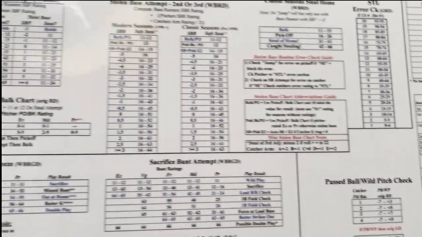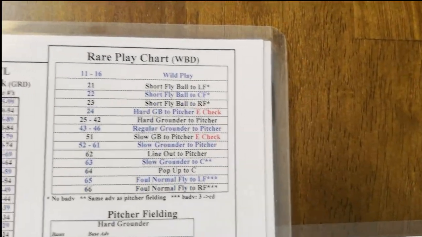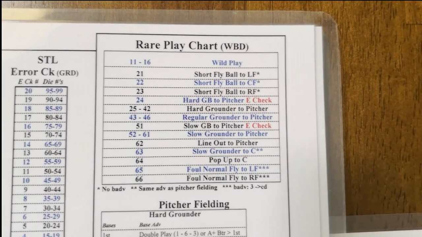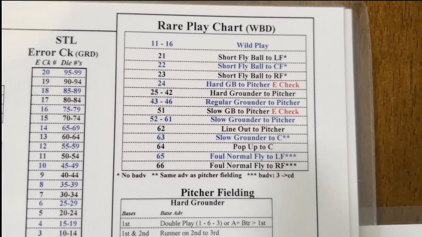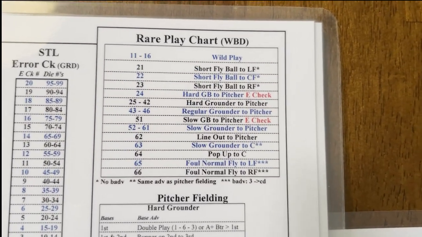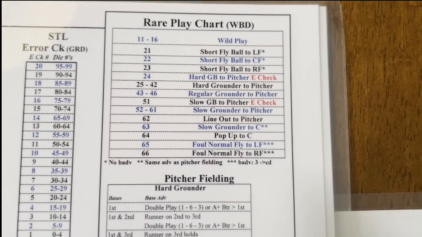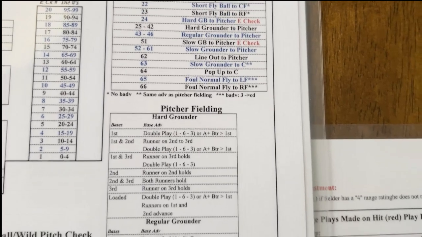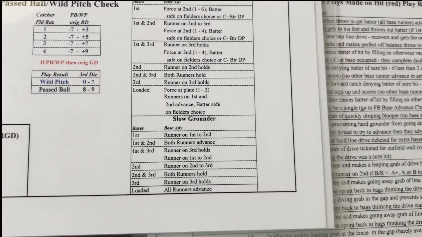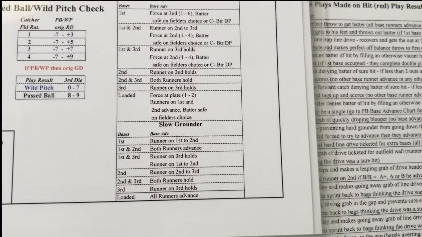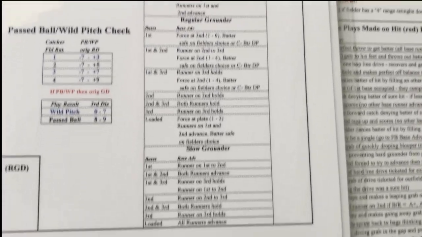Final page here has a lot of stuff on it. You have what are called rare plays here, and there are also wild plays that you'll get a separate chart for, and those are what I would call the true rare plays. But these are ground balls to the pitcher, plays involving the catcher, some foul outs to the outfielders. These are not on the other charts, so they're more rare, and these come into play after a wild pitch check. And then how do you handle the different fielder situations for ground balls to the pitcher.